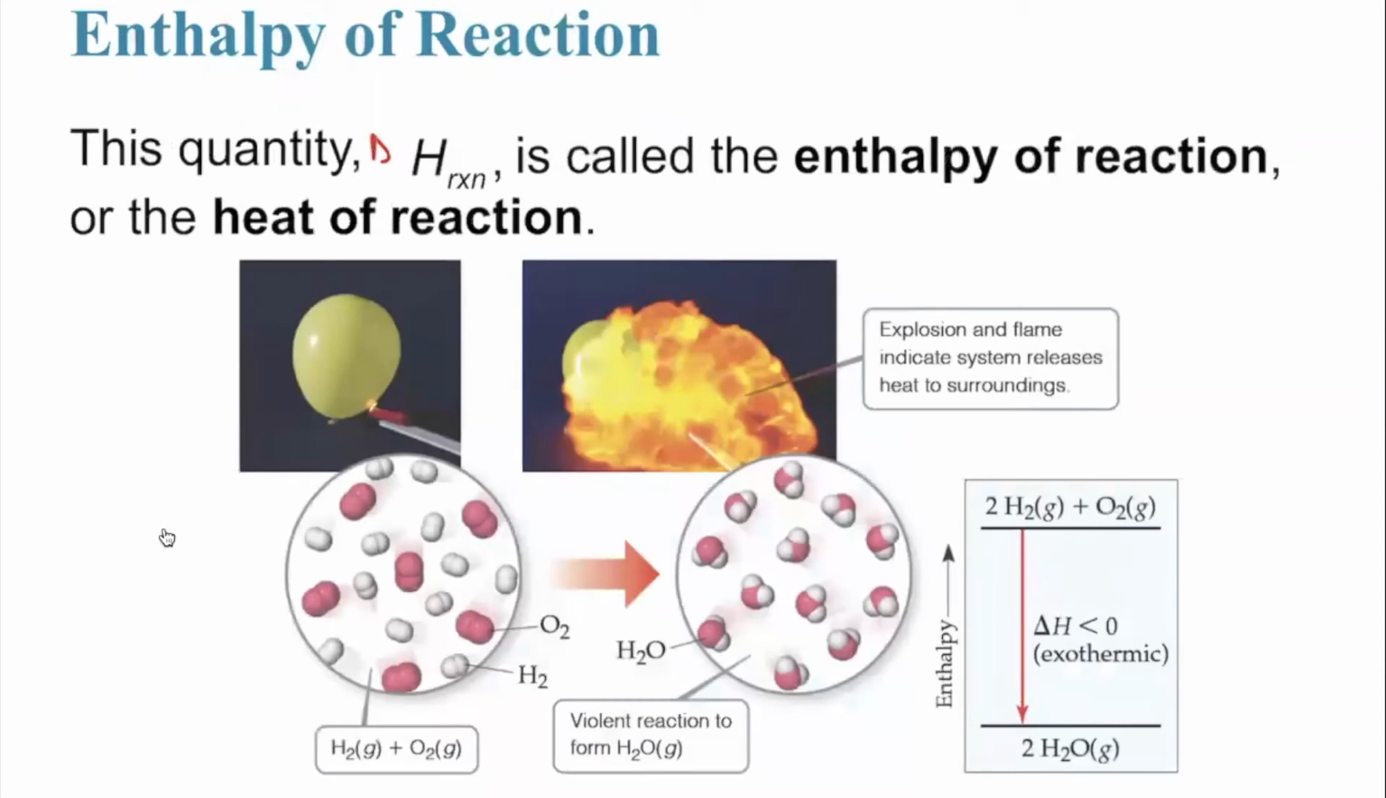This quantity delta H is also called the enthalpy of reaction or heat of reaction. So notice, if I wanted to know delta H of this reaction, I would figure out the enthalpy of my reactants and my products, and then you just do products minus reactants. Depending on whether that number is positive or negative, you can determine if the reaction is exothermic or endothermic.